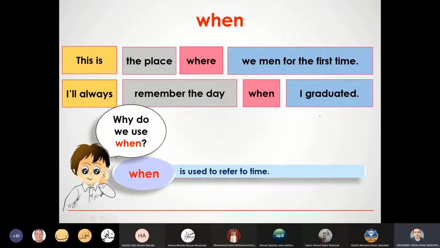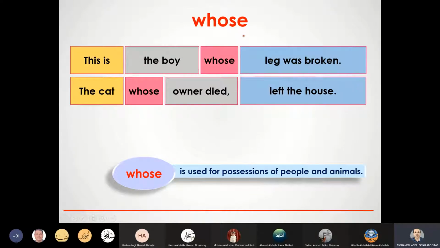So students, now you learned about the relative pronoun who, the relative pronoun which, the relative pronoun that, the relative pronoun where, and now the relative pronoun when. Let's go to the last relative pronoun, which is whose. Look here, students. Whose is used for possessive. So this is the boy whose leg was broken. Here I am speaking about the boy's leg. The boy has got a leg and his leg is broken, and I am speaking about the leg of the boy. So you can use the relative pronoun whose to refer to his leg.